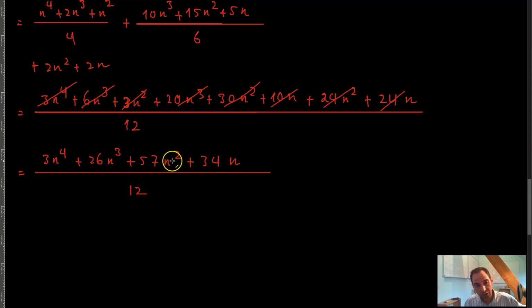Well, you cannot simplify this because 57 you can divide by 3, but 34 can only be divided by 2 and 17. So let me see if I have any mistakes.